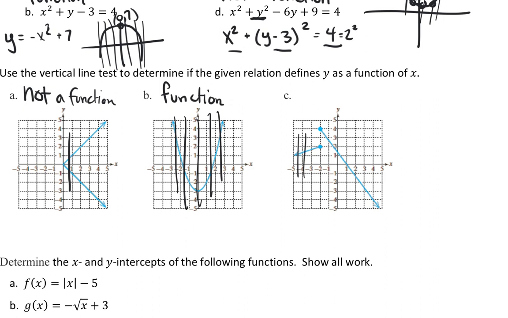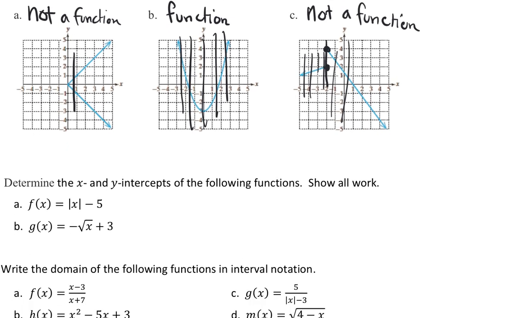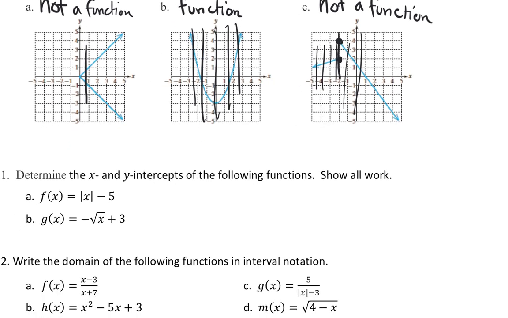And then for this one, we're good until we reach here. We go through 2 solid points here and here, so this is not a function. But everywhere else it is a function. If one of those points was open, then it would be a function. But since they're both solid points, then it is not a function because of our vertical line test.